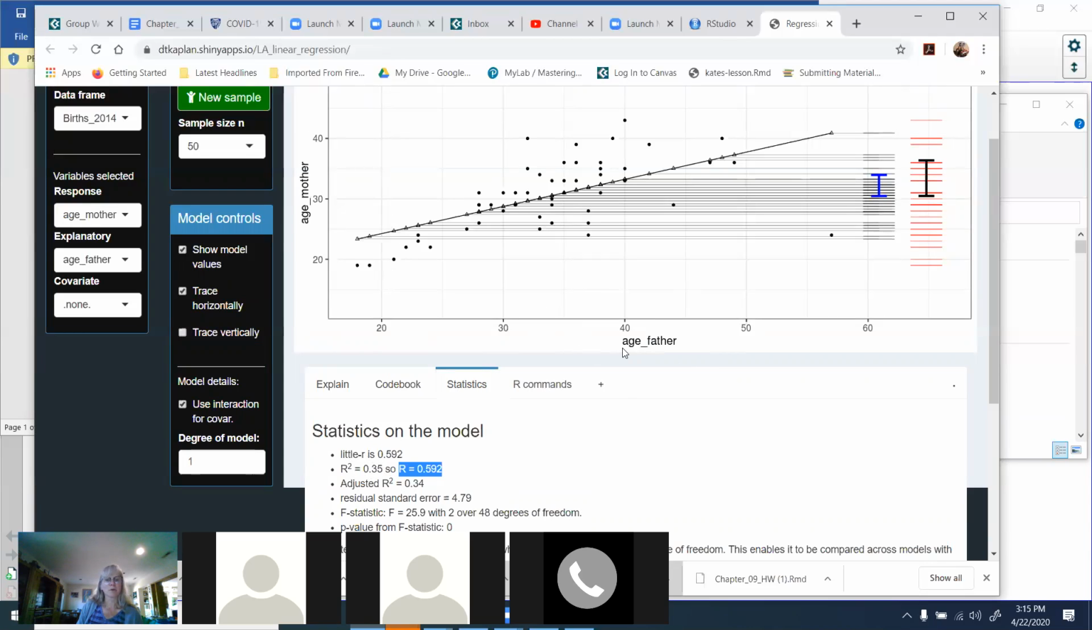In other words, that doesn't mean it's perfect. It's not great, but 35% is pretty good. I can basically tell you what a mother's age is going to be if I know the father's age. Not always. Only about 35% of the time can I do that, but it's not too bad. Again, that's not exactly what it means, but it gives you an idea. That 35% gives you how much variability in the mother's age is explained if I know the father's age.